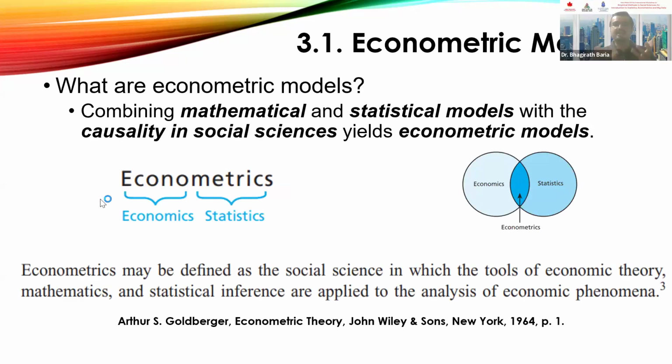So this is the idea behind econometrics. You combine economics and stats. Of course, maths is a part of stats. When we say stats, maths is always there. So when you combine economics, statistics, and mathematics together, you create something known as econometrics. There is a very good book by Arthur Goldberger, a very classic book. It defines econometrics as a social science. See the word social science. Econometrics is considered a social science.